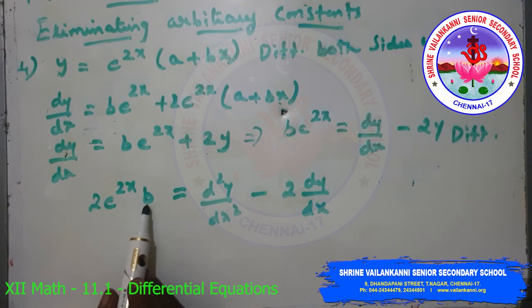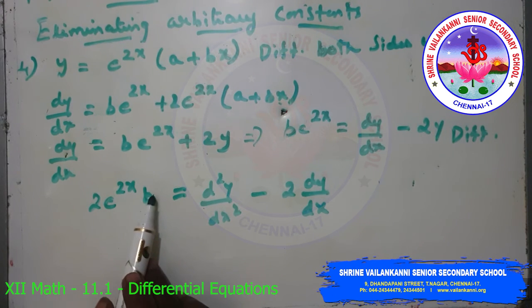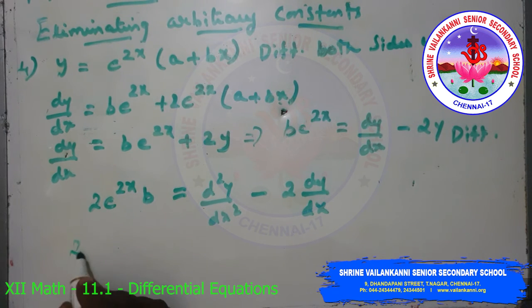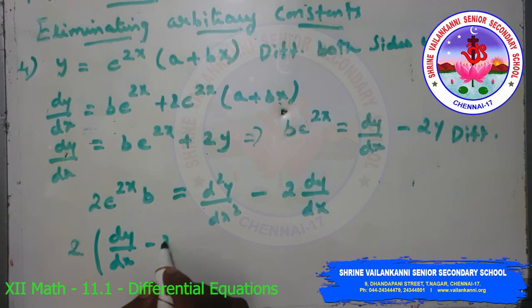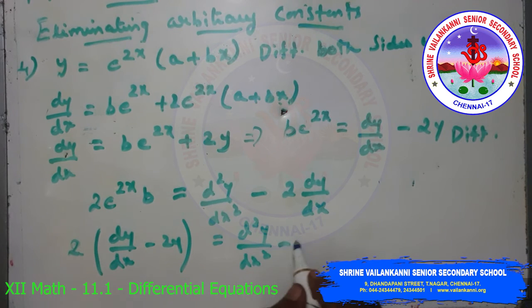Here we have b into e power 2x into 2. So we have to eliminate b. So we can substitute b into e power 2x as dy by dx minus 2y. So 2 into (dy by dx minus 2y) is equal to d square y by dx square minus 2 into dy by dx. Now we have eliminated both arbitrary constants a and b.